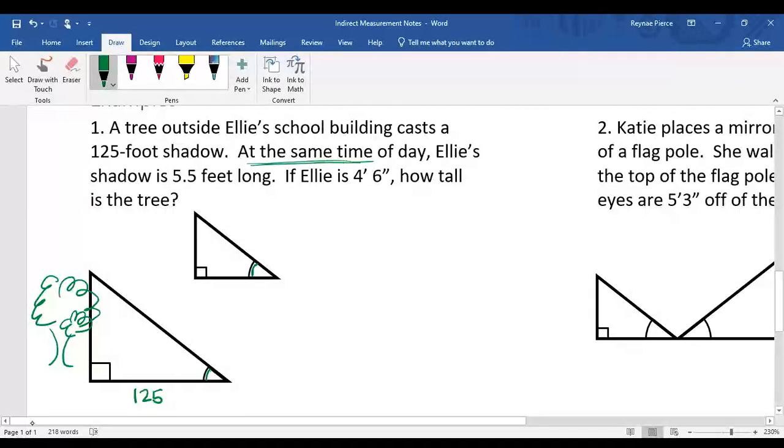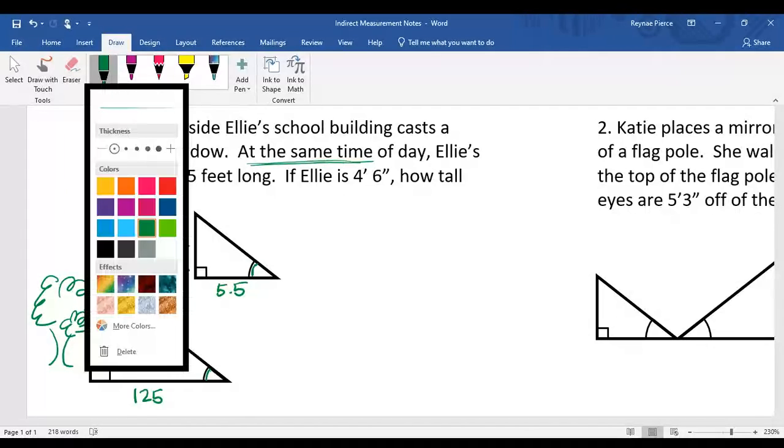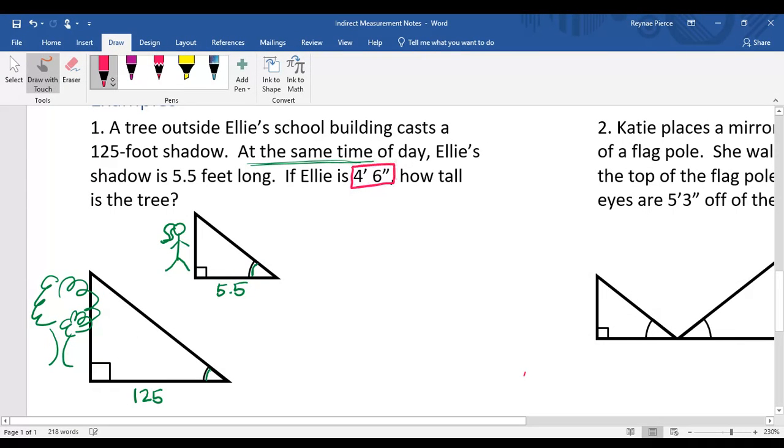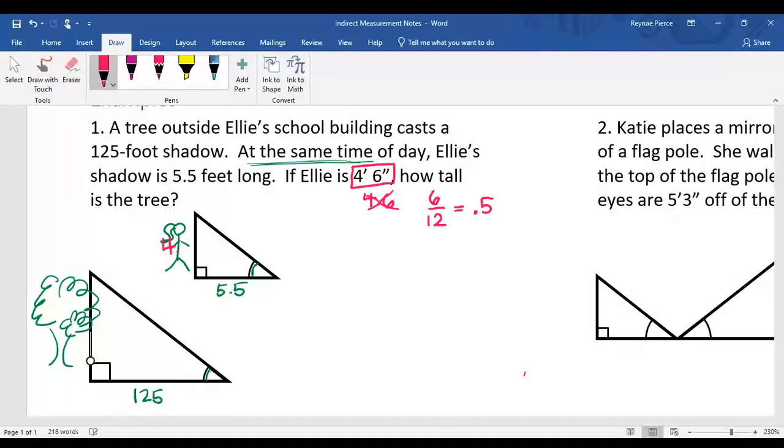Okay, but Ellie's shadow, so here's Ellie. Her shadow is 5.5 feet long. If Ellie is 4'6", how tall is the tree? Now we've got to be careful with this because 4'6" is not 4.6. 6 inches out of 12 inches is 1/2 of a foot. So Ellie is 4.5 feet tall, and we don't know how tall the tree is. That's what we're trying to find.